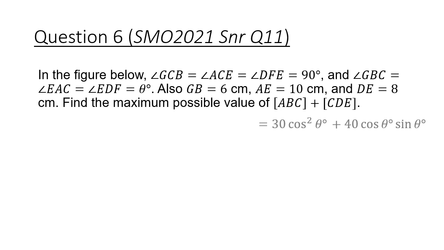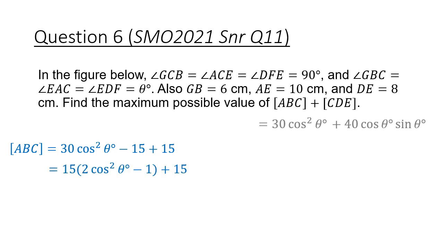Now, to find the maximum possible area, we first have to do some trigonometric identities. So the first thing we're going to do is work on triangle ABC. We're going to subtract 15 and add 15. This way, for the first two terms, 30 cos squared theta minus 15, we can factorize out a 15, and you'll see that we have the identity for the double angle for cosine. So we can convert 2 cos squared theta minus 1 into cos 2 theta, and now triangle ABC is just 15 cos 2 theta plus 15.